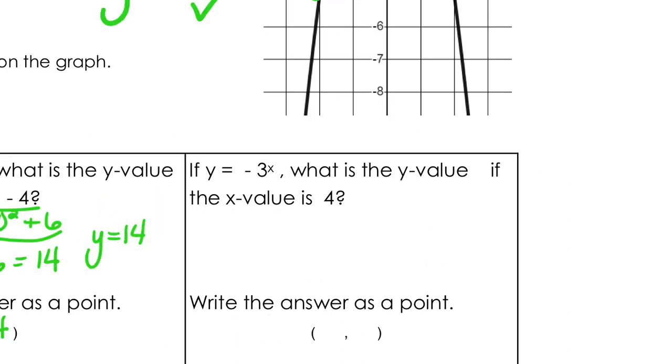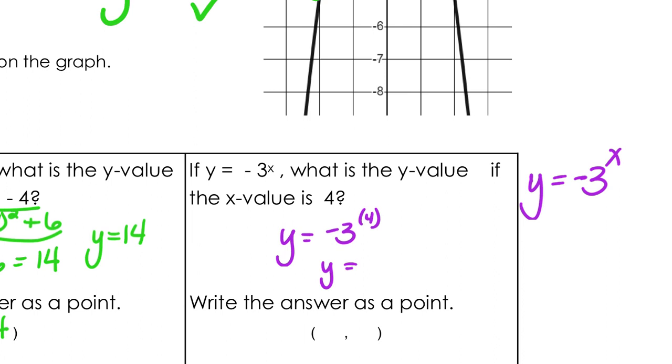All right, now let's take a look at this one here. This is what we call an exponential function. It looks funny with the way it's typed, but this would be -3 to the x power. What we want to know is what is the y value if x is 4? So y equals -3 to the 4th power. Again, Desmos is our friend. I got here that y equals -81. So our coordinate would be 4, -81.